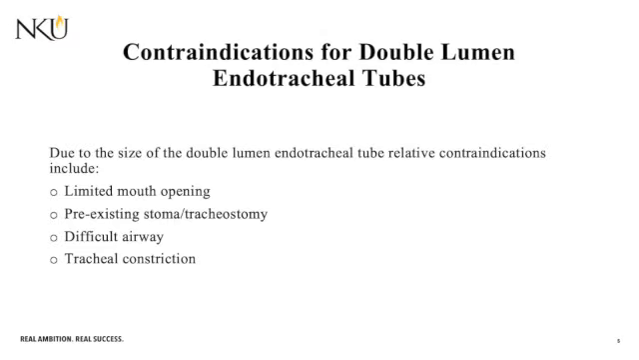Now let's review a few relative contraindications for a left-sided double lumen endotracheal tube. Due to the size of the dual lumen endotracheal tube, placement may be difficult in the following scenarios: limited mouth opening, pre-existing stoma or tracheostomy, difficult airway, and tracheal constriction.